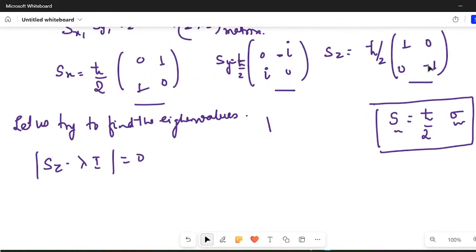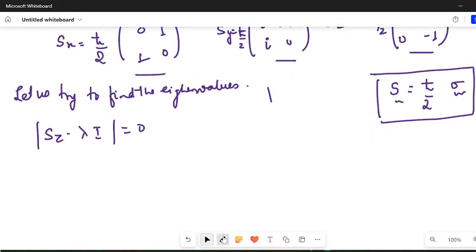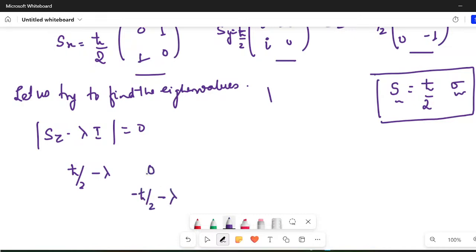So here it is, h cut by 2. It will give you, I should write it somewhere. So Sz minus lambda I: I'm writing it as h cut by 2 minus lambda, and here you'll get minus h cut by 2 minus lambda. Here you'll get 0, here you'll get 0. This equals 0.